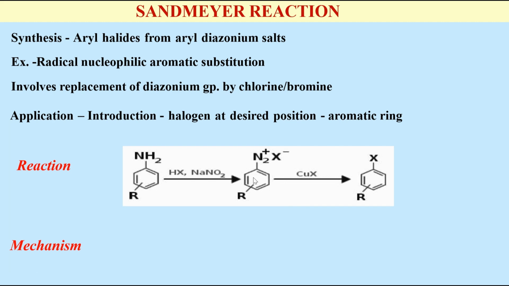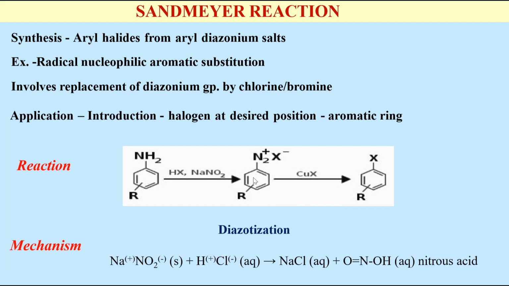Shall we look into the mechanism of this? Sodium nitrite, Na+ NO2-, reacts with HCl in aqueous form, H+ Cl-. As we know, these are positive and negative ions, and they react together. H+ combines with NO2- to give HNO2, that is nitrous acid. Sodium combines with chloride ions to give rise to sodium chloride. The nitrous acid formed is highly unstable. That's why it is always generated in situ and utilized immediately.